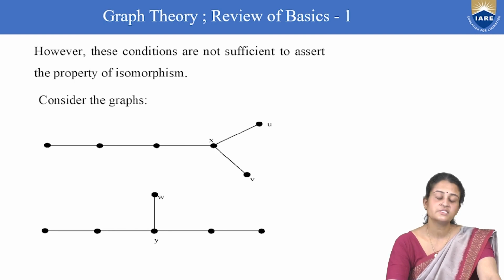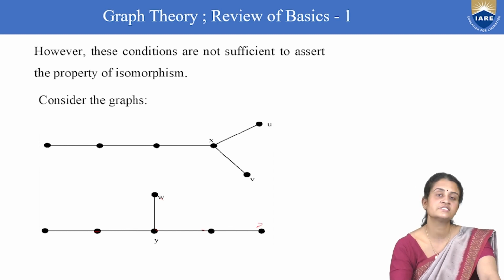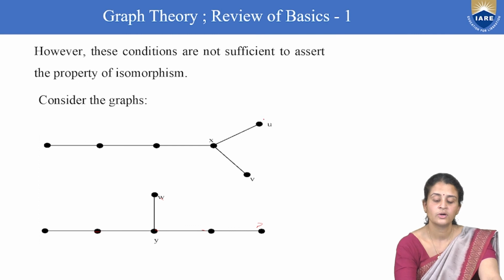But are these conditions sufficient for graphs to be isomorphic? Here see, 1, 2, 3, 4, 5 edges, and here also 1, 2, 3, 4, 5 edges. 1, 2, 3, 4, 5, 6 vertices here, and in the second graph 1, 2, 3, 4, 5, 6 vertices here also. And also the number of vertices with the same degree. Here also 1, 2, 3 vertices of degree 1. Here also 1, 2, 3 vertices of degree 1.